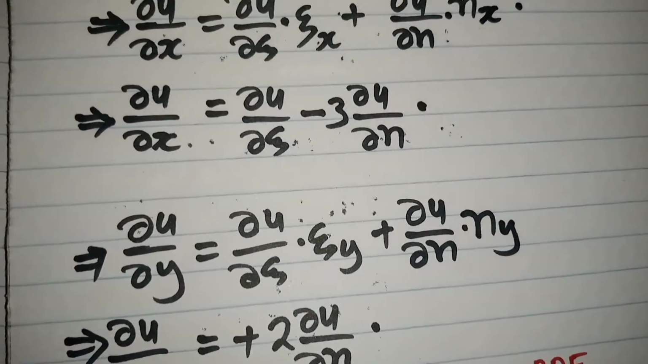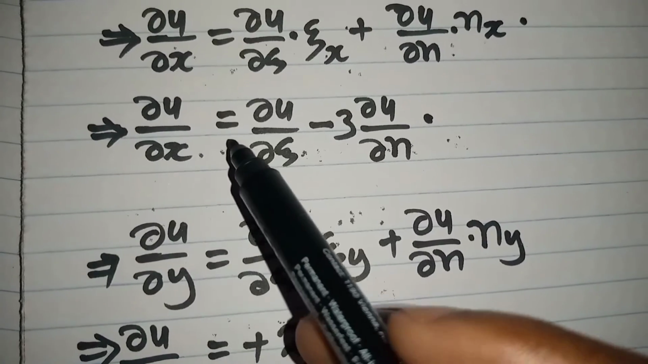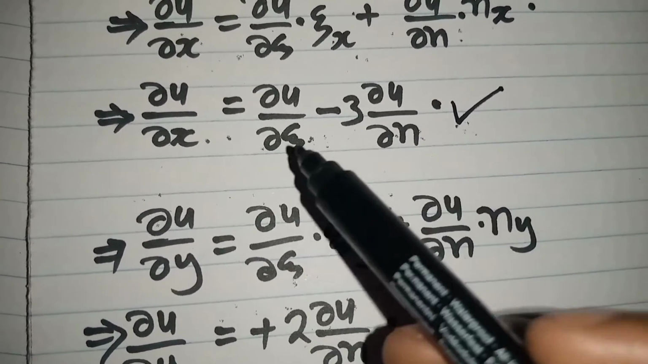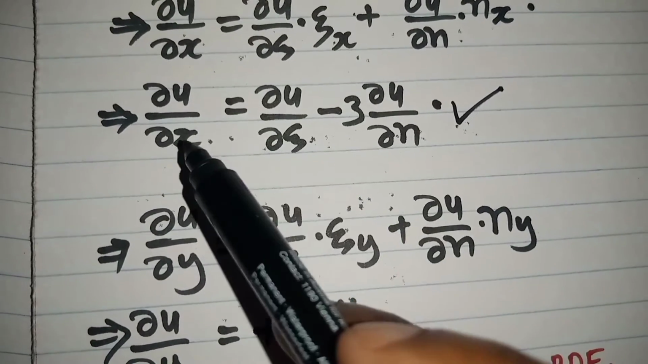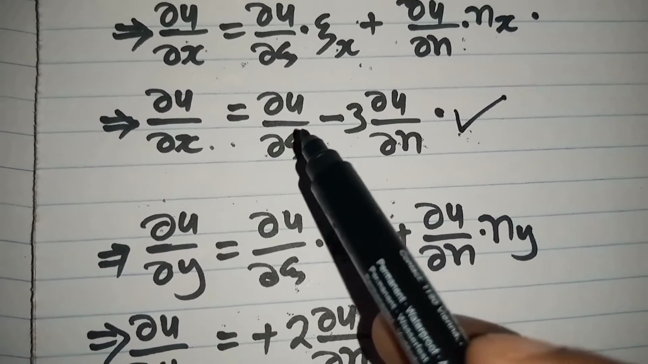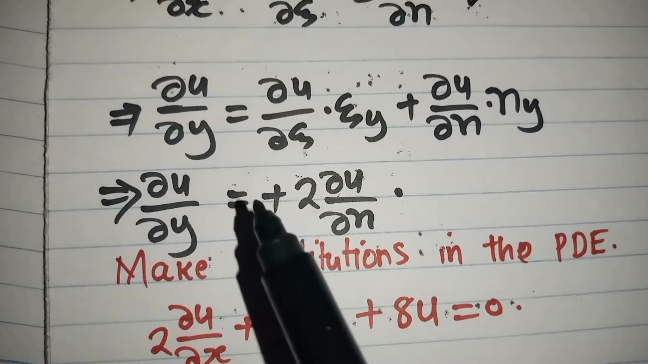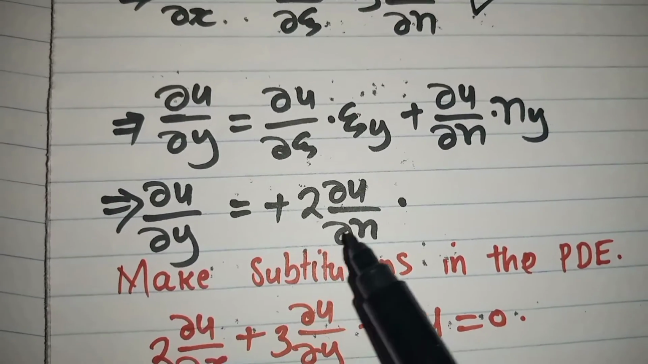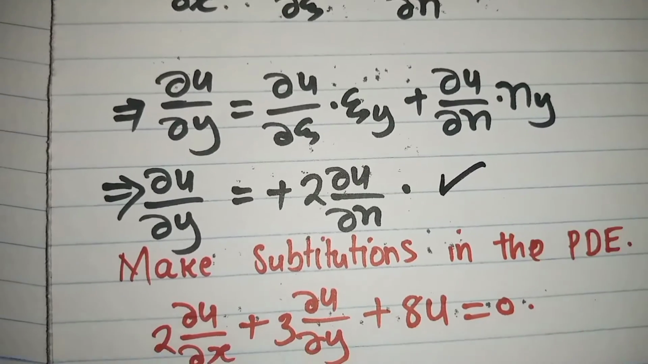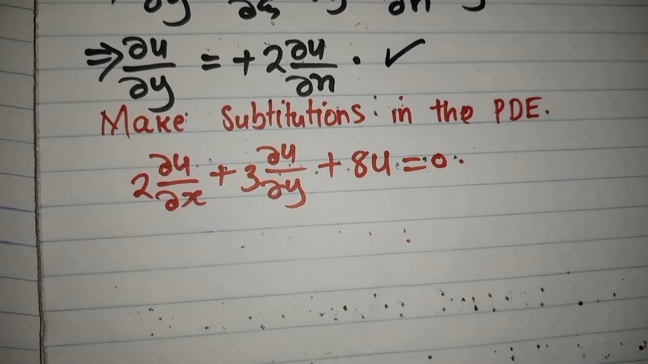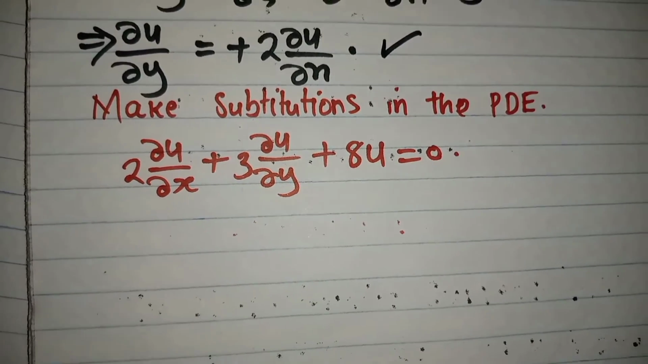We obtained the partial of u with respect to x as this function, the whole of this function. Then we have the partial of u with respect to y, which is this function. So those are the functions that we are going to substitute in our general PDE, or the question that we are given.